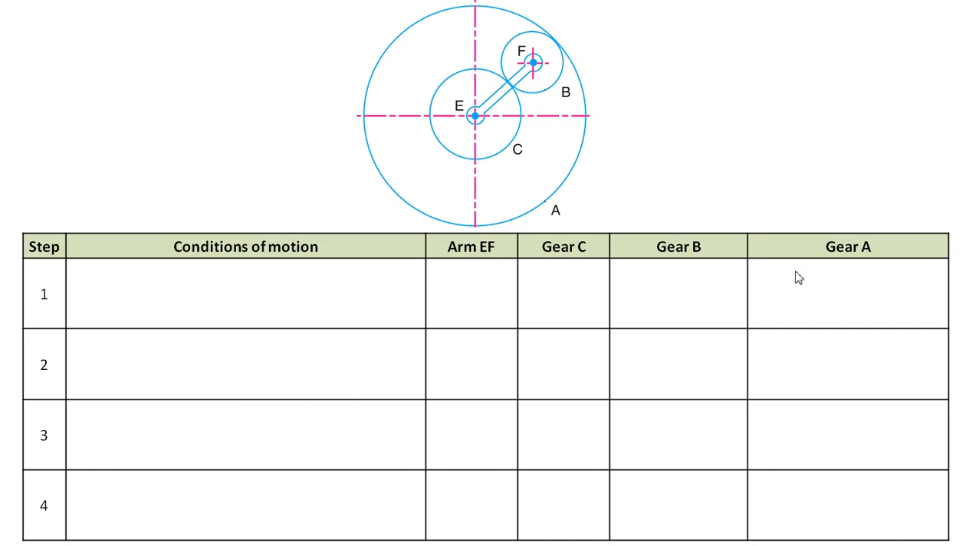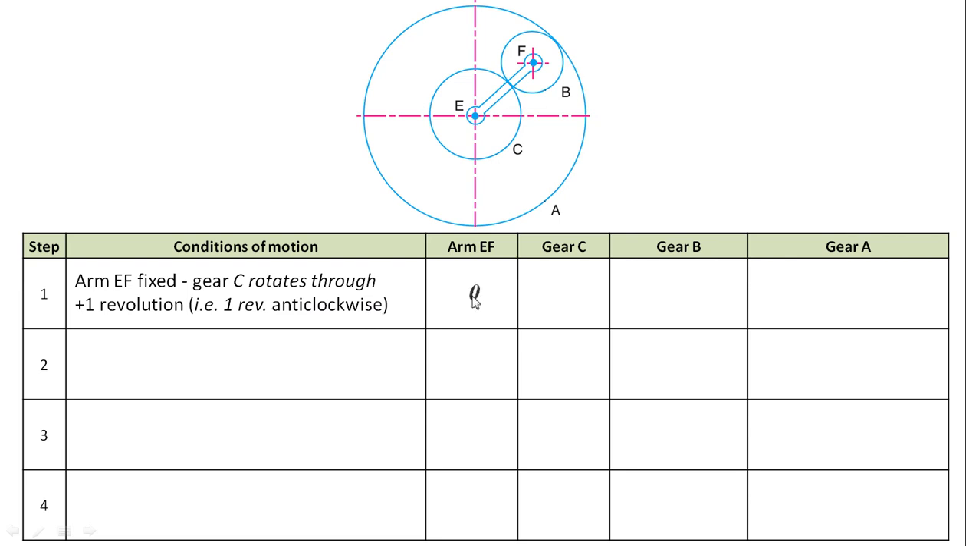So we again come back to our table where we have conditions of motion and then the different elements of the gear train. So there is arm EF, gear C, gear B and gear A. So we start with the first step where we assume that arm EF is fixed and gear C is rotated by one revolution in anti-clockwise direction. Arm EF fixed, gear C rotates through one revolution in anti-clockwise direction.